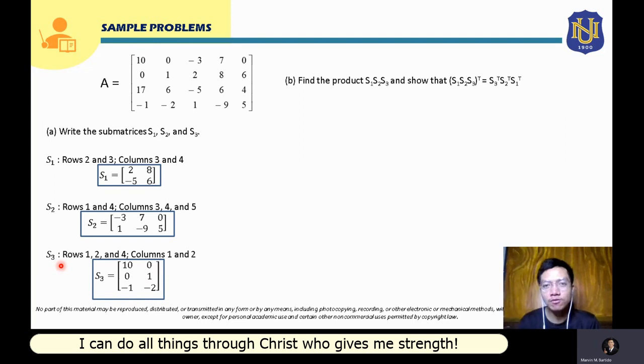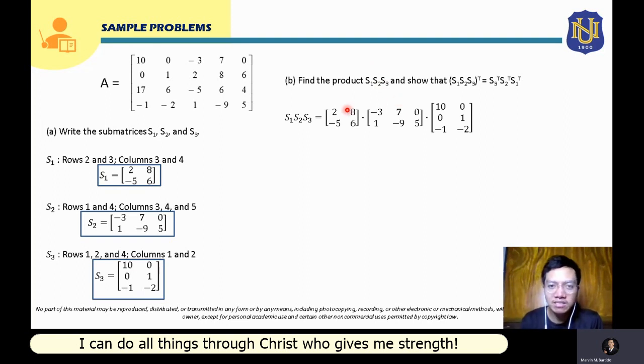Now, for letter B, we have to find the product of S1, S2, and S3, and show that (S1 S2 S3) transpose equals S3 transpose times S2 transpose times S1 transpose. So let's first solve for the product of S1, S2, and S3. This is your S1, this is your S2, and this is your S3. We can solve for the product by multiplying first the first two matrices, and after that, the product will be multiplied by the third submatrix.